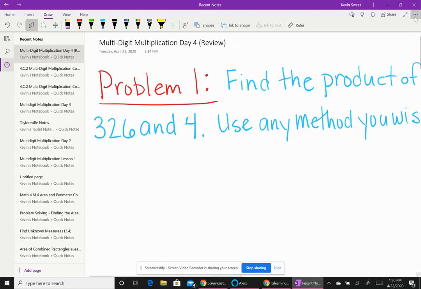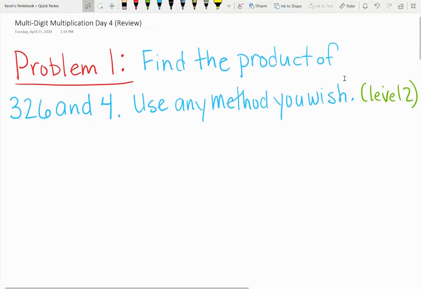Fourth grade, Mr. Sweet here. We are doing multiplication, or multi-digit multiplication, day 4. This will be our last lesson of the year, guys, for multiplication. Pretty exciting. And we're going to do a review for this day.